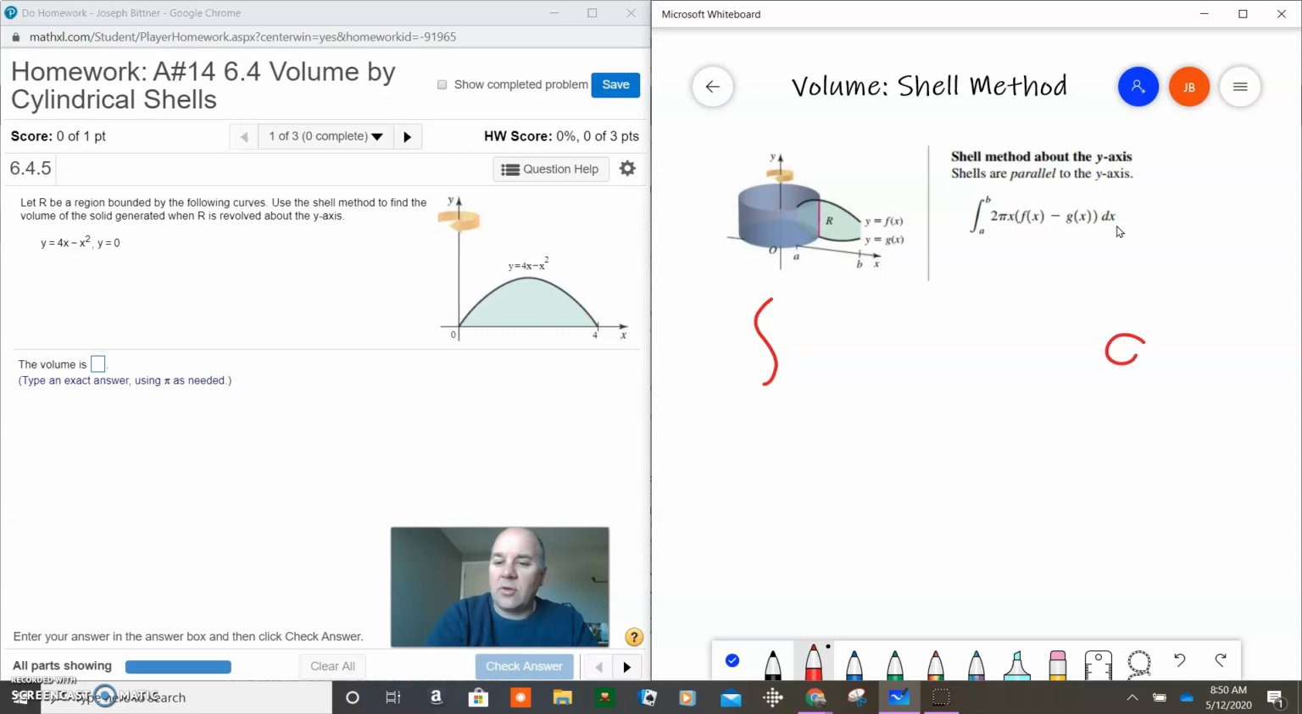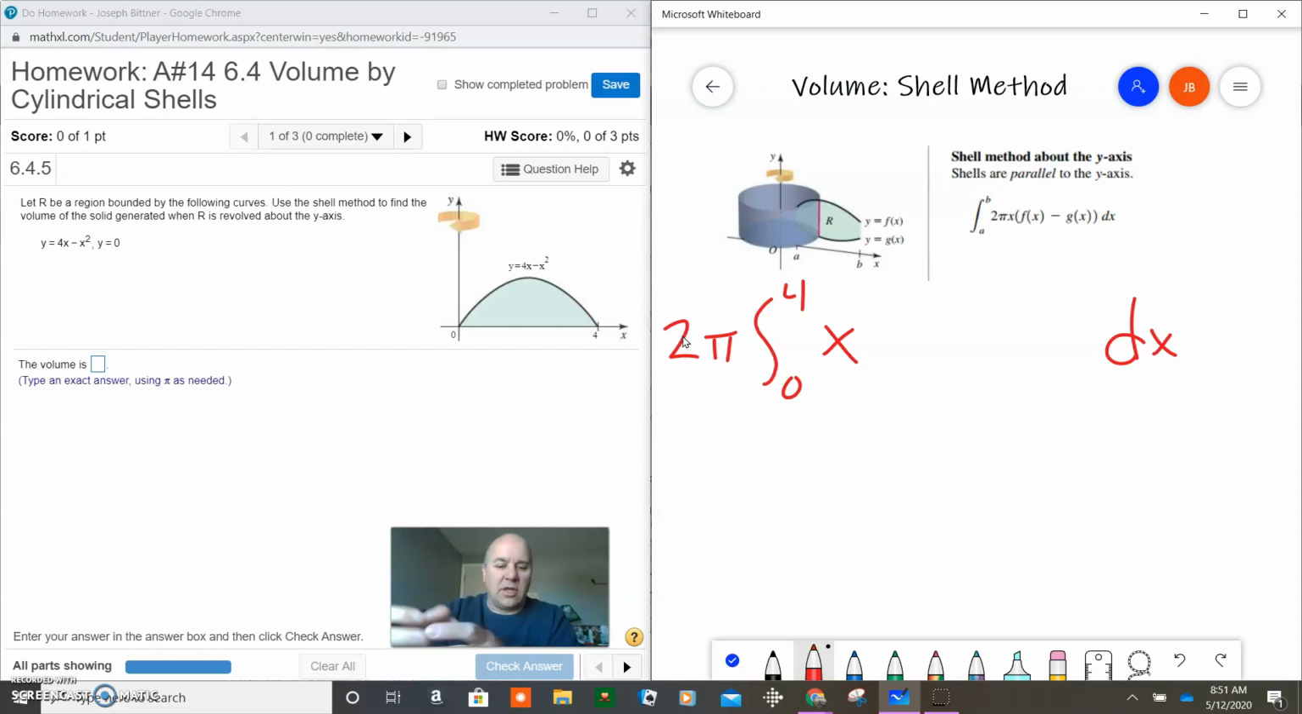So this again is going to be with respect to x. I'm looking at this problem here. Since it's with respect to x, we're going to go from 0 to 4. That's the constraint. I like to always put the 2 pi on the outside just because it's a coefficient. It's not going to do anything. The x is the radius of the region that's going to be rotating around.